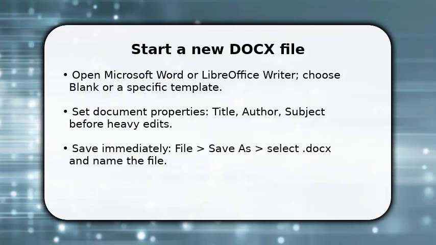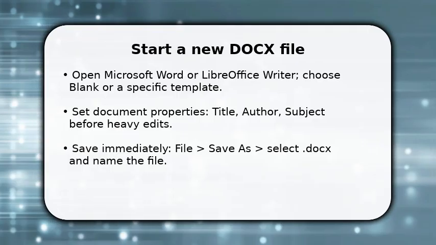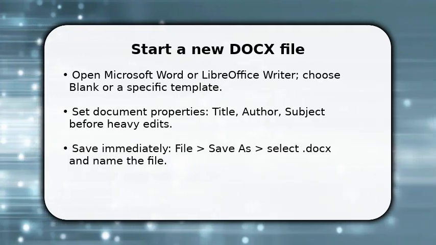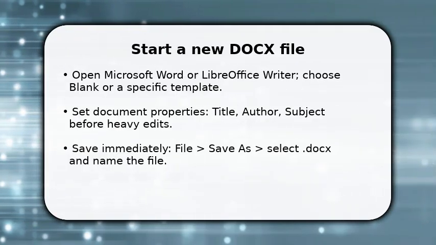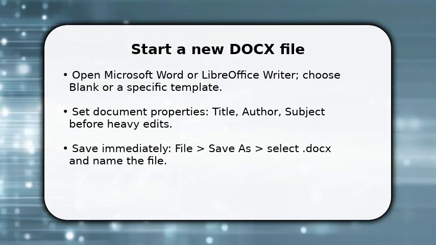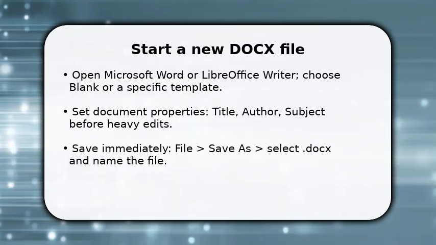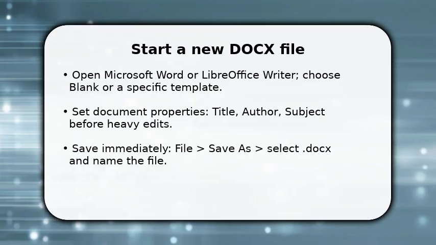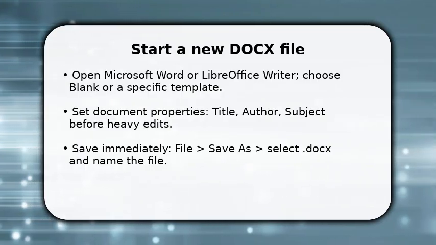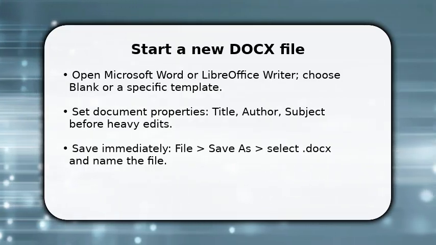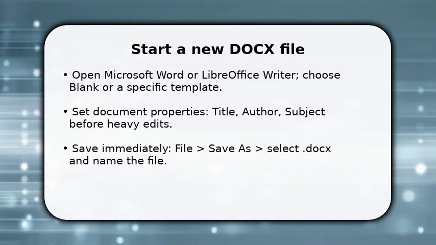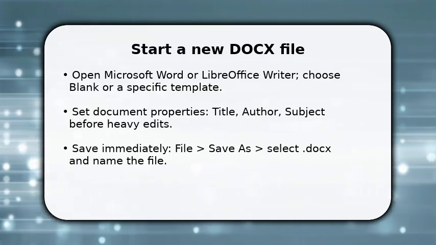You begin by opening Word or LibreOffice Writer and creating a new document. Choose a template only if it saves time, otherwise start blank. Set basic document properties like title and author now so metadata is correct. Then save right away using Save As and select Docx, typing a clear file name. This prevents accidental format mismatches later.